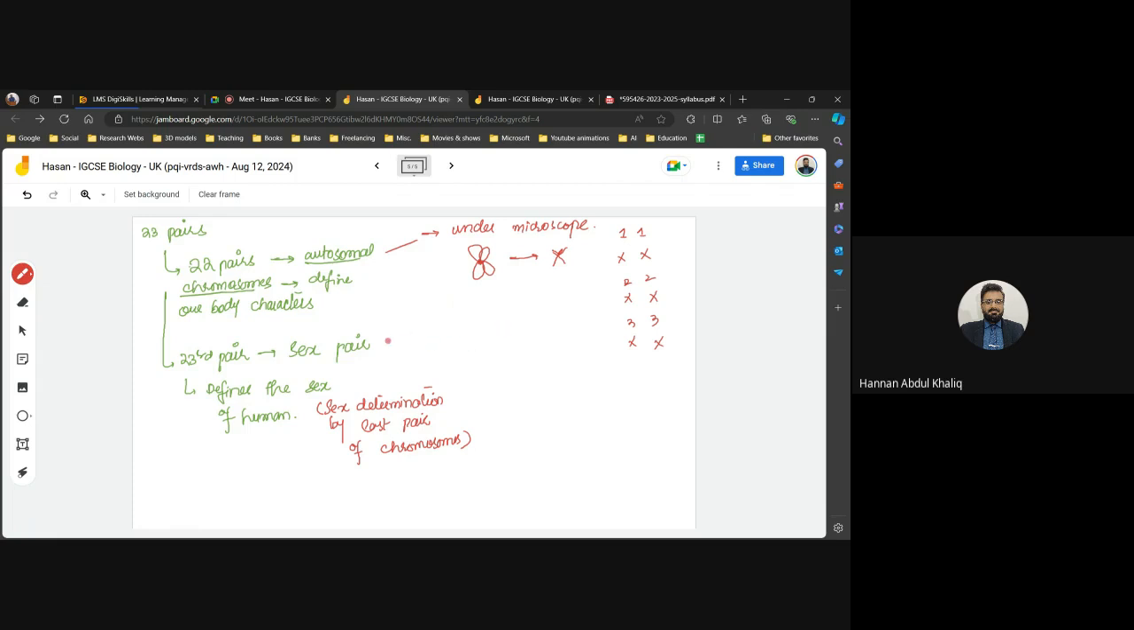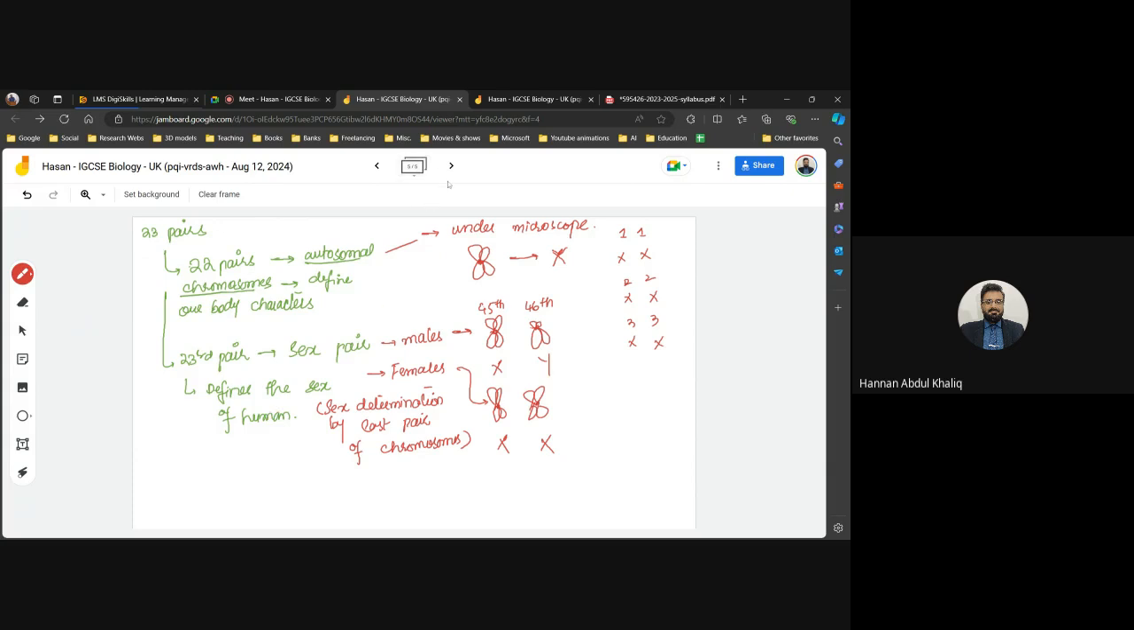About the sex pair in males, one chromosome, meaning the 45th chromosome, looks like this, but the 46th chromosome looks a bit like this. Upper arms are very short. So under the microscope, we call them X and Y. But in females, the sex pair is the same as the autosomal chromosomes, meaning both chromosomes of the last pair appear like XX.